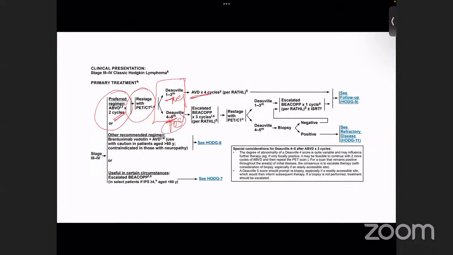If it is positive, that means you have to escalate. So escalated BEACOPP, which is a German regimen, 3 cycles, and restage. Again, if it is negative, complete the BEACOPP, or if it is positive, you may even have to do a biopsy to reconfirm the diagnosis, and then accordingly you can proceed. So brentuximab AVD is the standard of therapy nowadays. It has been recognized as a first line regimen in young people.